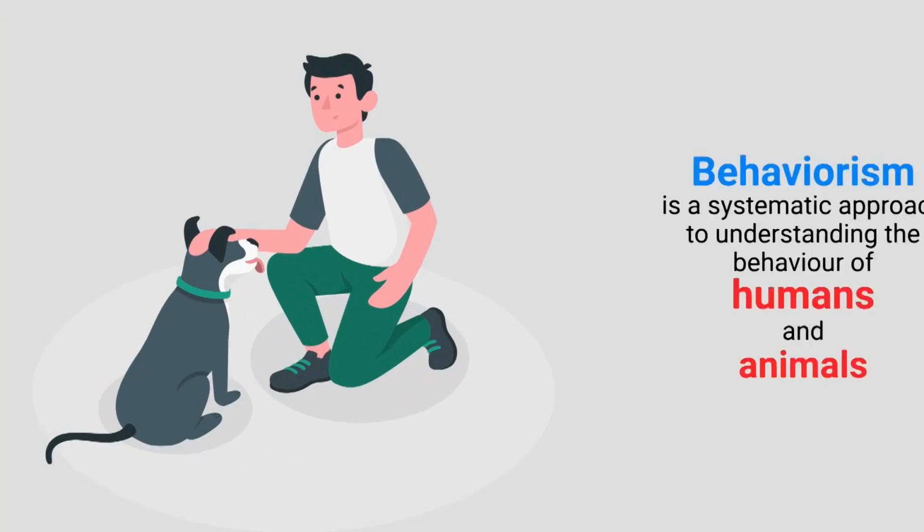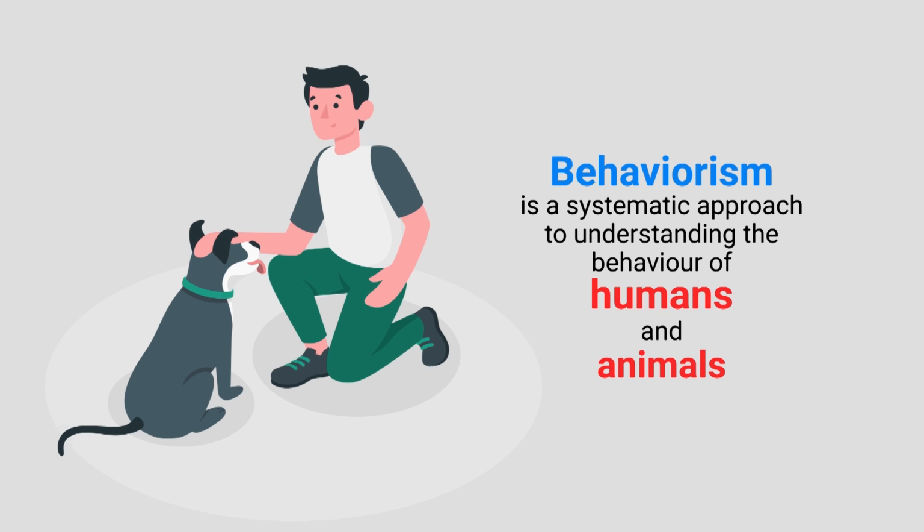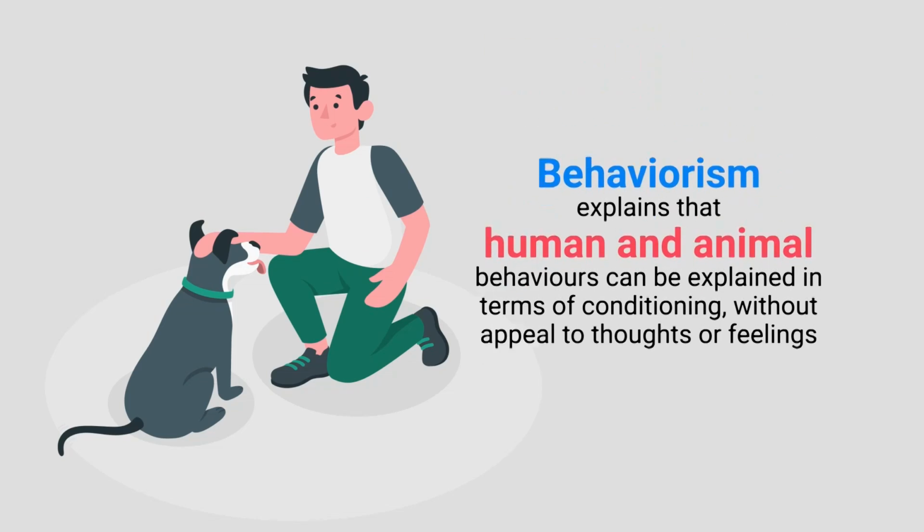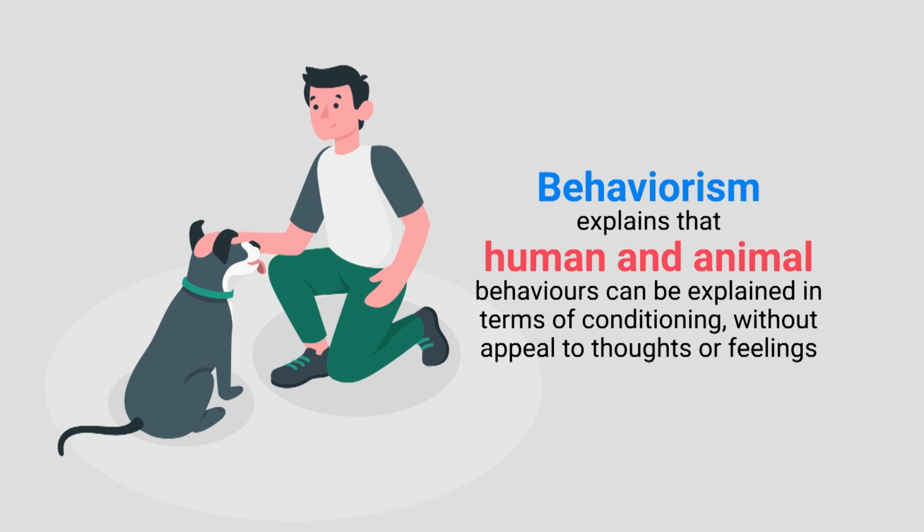Behaviorism is a systematic approach to understanding the behaviors of humans and animals. It is based on the assumption that behavior is either a reflex evoked by certain antecedent stimuli of the environment or is a consequence of the individual's reinforcement and punishment contingencies, that are uncertain or incidental events. As a theory, behaviorism explains that human and animal behaviors can be explained in terms of conditioning without appeal to thoughts or feelings.